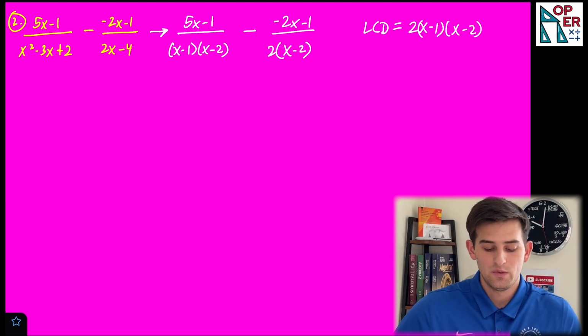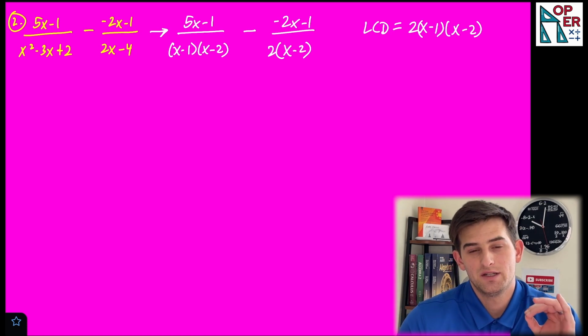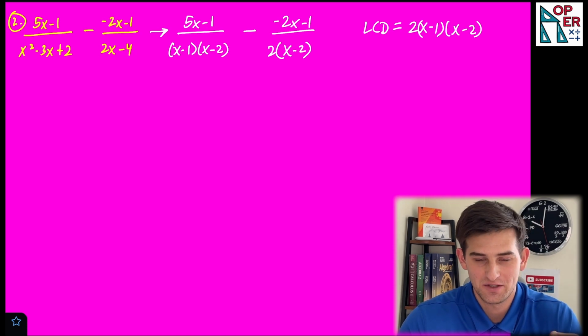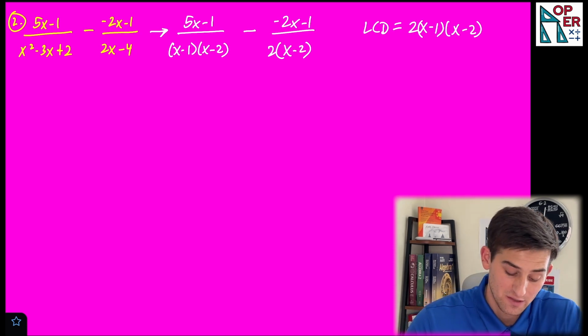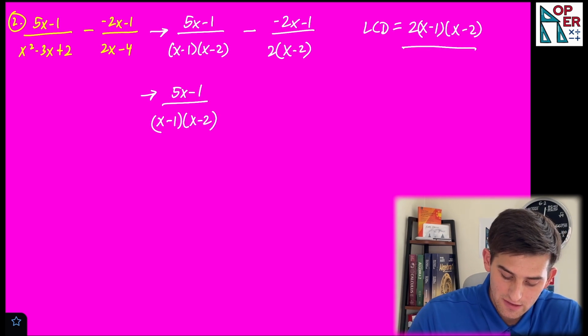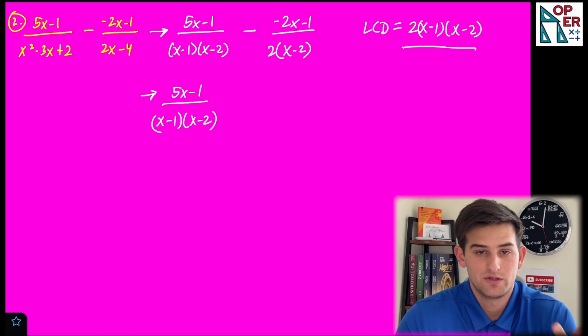So now we just need to multiply each fraction by the factor of the least common denominator that it doesn't already contain in the denominator, right? So hopefully when we work it out, it makes a little bit more sense. So here we have 5x minus 1 over x minus 1 times x minus 2. Now if we look at our least common denominator, we already have an x minus 1, we already have an x minus 2, so the only factor we're missing from the denominator is a 2.